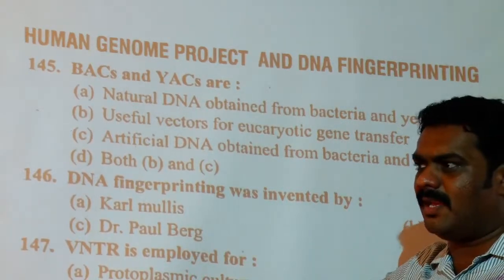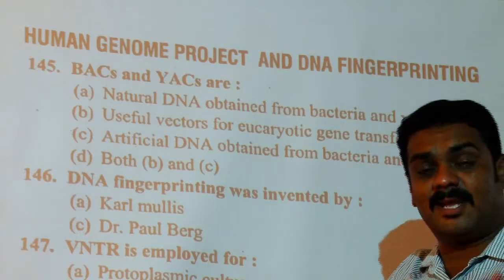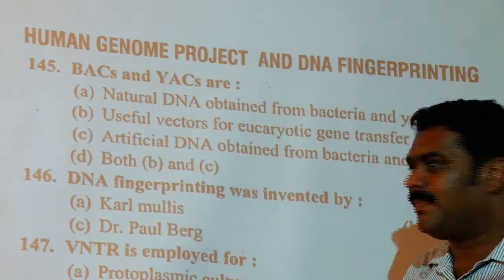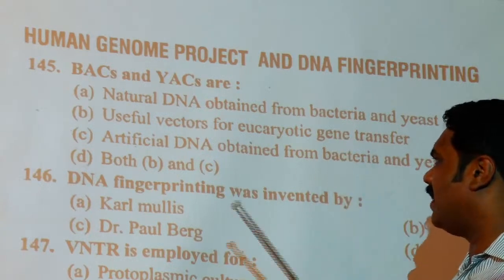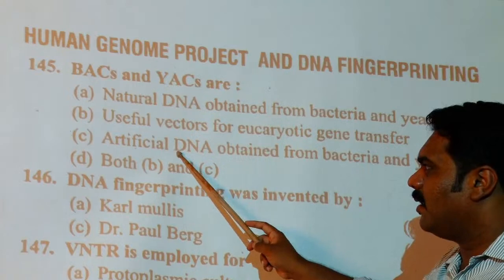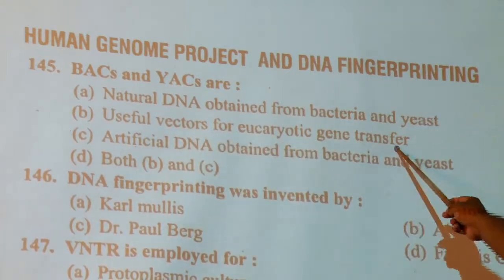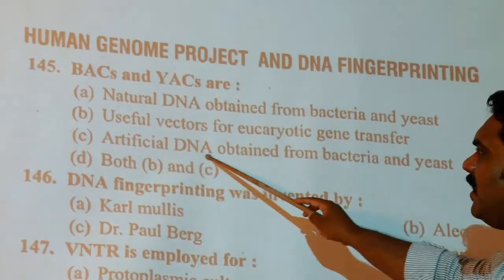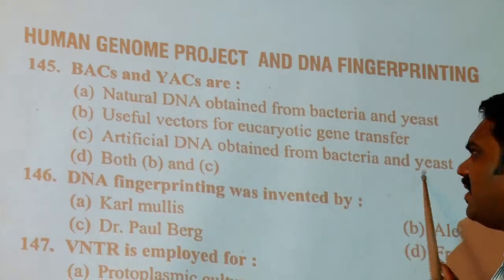So when they are out of their cells, carrying the human gene and transferred into their bodies, they shall not be natural. They have to be called artificial. So, useful vectors for eukaryotic gene transfer, artificial DNA obtained from bacteria and yeast.